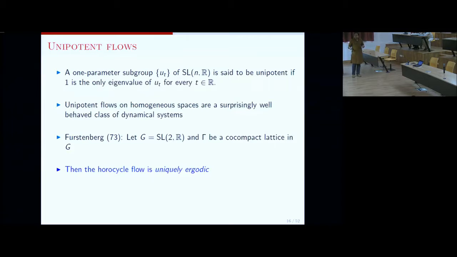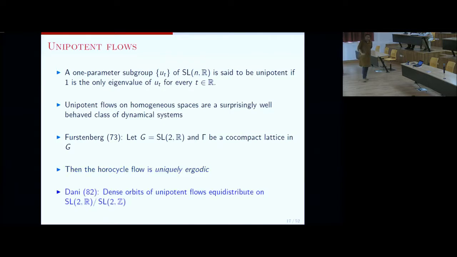And then, of course, the question is, what happens if you take a non-compact quotient such as SL2R mod SL2Z? Now, of course, it would be a little bit surprising if the same result were true, right? I mean, a compact and non-compact quotient bear no resemblance, and also there's a problem of periodic trajectories. So here we have a very nice result of Dani's. This was known to be an ergodic flow, so almost every orbit of the unipotent flow is dense. And Dani proved that, in fact, these dense orbits equidistribute on the space.